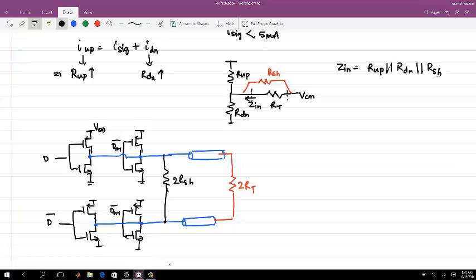So if I look at the input impedance looking in, Zin, right? That will be equal to 2 RSH in parallel with, what will this be in parallel with? 2 RL parallel R down. Is it 2 RL parallel R down? Okay, right? Yeah.